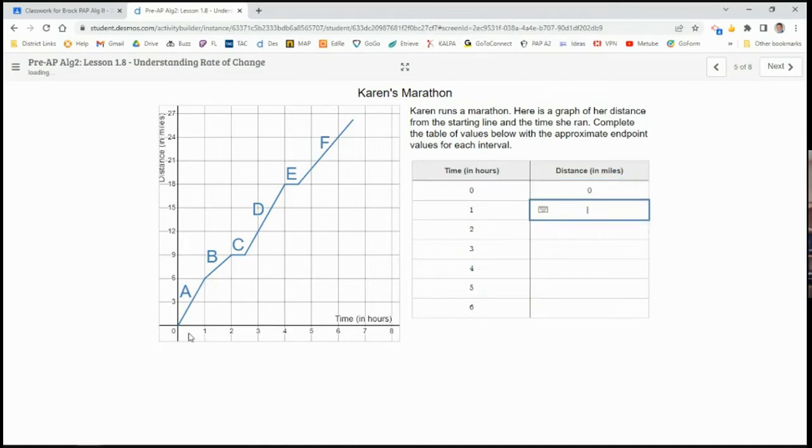I mean, at 1 hour, not 1 mile. I'm sorry. At 1 hour, it looks like she is 6 miles away. Then at 2 hours, she's at 9 miles away. At 3 hours, 12 miles. 4 hours, 18 miles. 5 hours, I've got to kind of guess. Kind of looks like 20. And then at 6 hours, she's right at 24. She's moving on down the road.